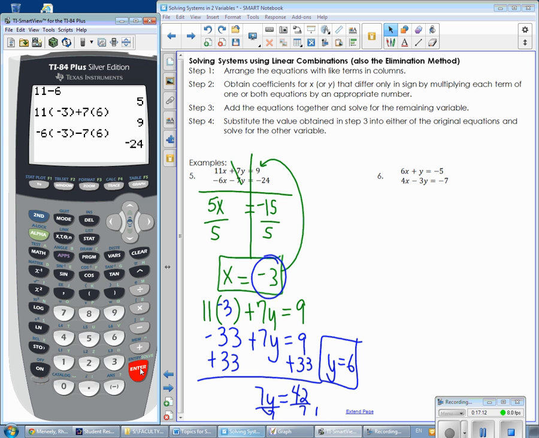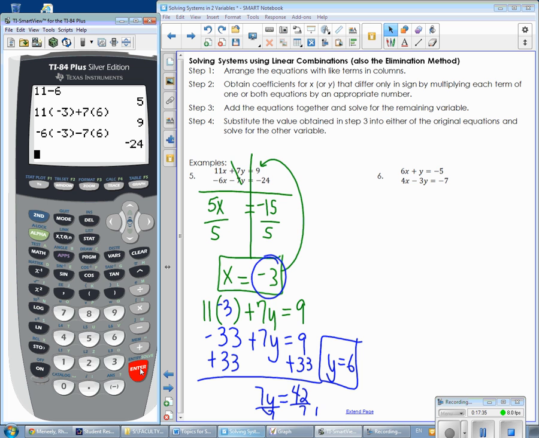All right, in number 6, this is a little bit different because if I add the two equations the way they are written, nothing cancels. If I add them together, I'm going to get 6x plus 4x is going to give me a 10x. y and a negative 3y is going to leave me with a negative 2y, and then I'm going to have a negative 12 on the other side. So then I'd only have one equation with two variables, and there'd be no way to solve for x or y.